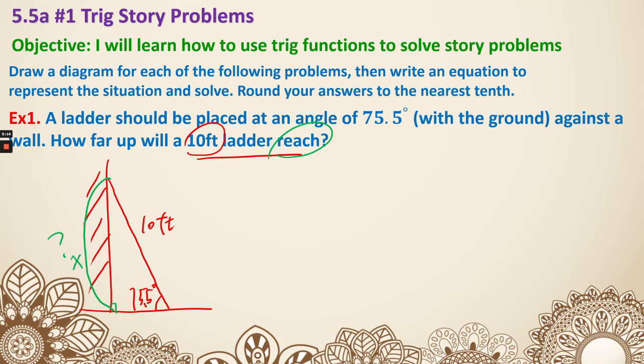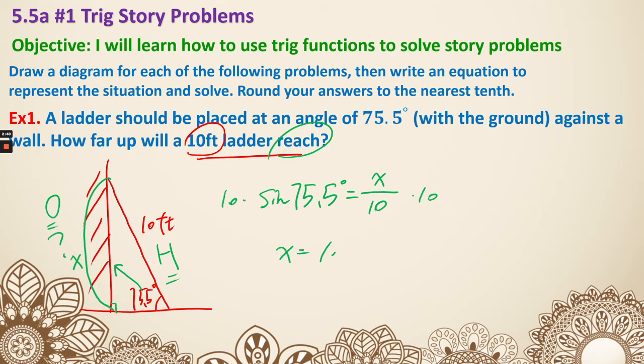So let's say this is our x, and since it's facing the 75.5 degree angle, that is going to be opposite, and 10 foot is going to be the hypotenuse. So we are using opposite and hypotenuse. Clearly that is going to be sine. So sine 75.5 degrees is opposite over hypotenuse, so it's x over 10. Multiply both sides by 10. My x is going to be 10 times sine 75.5 degrees. Put it in your calculator, that should give you 9.7, and don't forget the unit, feet.